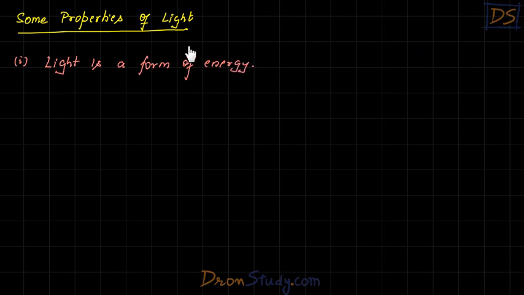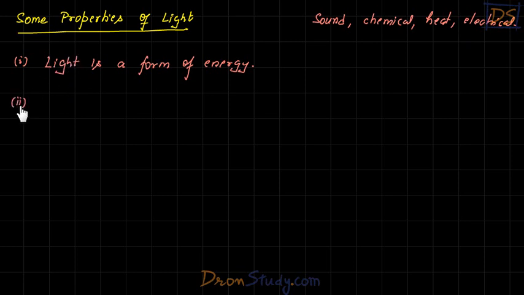Students, you must be knowing there are many forms of energy. Like, can you name some of the forms of energy, students? Sound energy, right? Then chemical energy. Then heat energy. Electrical energy. Right students? You must have studied about these different forms of energy in previous chapters. Right? So similarly, light is also a form of energy.